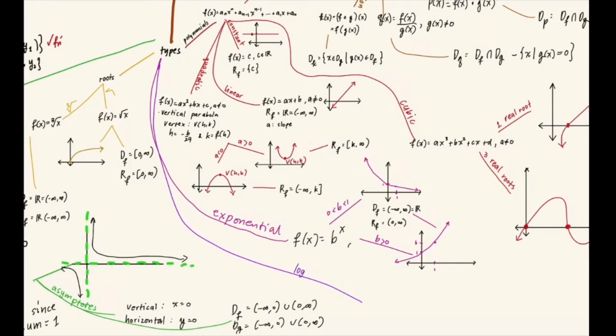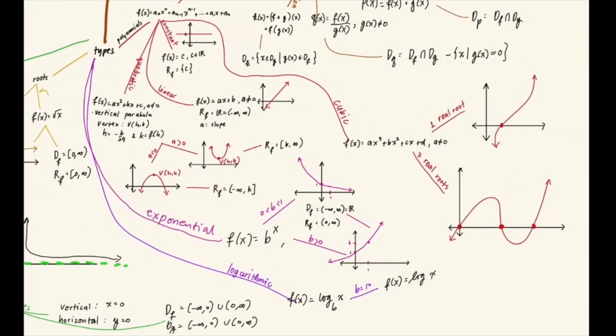Now the inverse of the exponential function is the logarithmic function in the form of the logarithm of x to base b. Since they are inverses, you would expect the graph to be a reflection with respect to the line y equals x. One common function is the logarithm of x to base 10, or we simply write log of x. So this is how it looks like. It's just a reflection of 10 raised to x along the line y equals x.